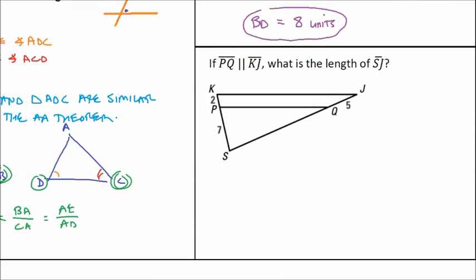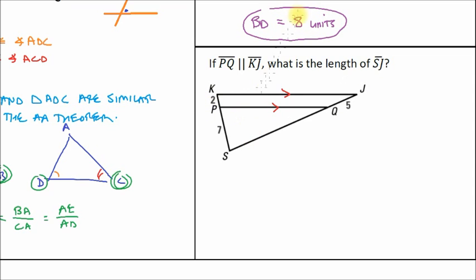Do one more. If PQ is parallel to KJ, so we know that PQ is parallel to KJ, that means we've created two similar triangles, a big one and a small one, and triangle proportionality is going to work here. What is the length of SJ? Alright, well, let's set up.